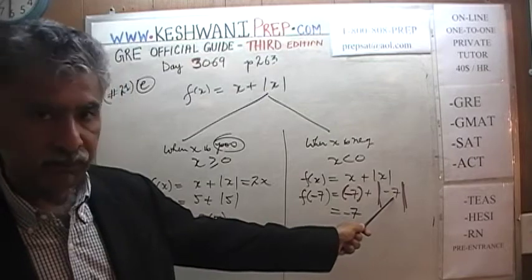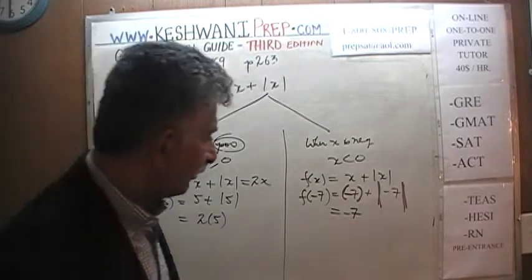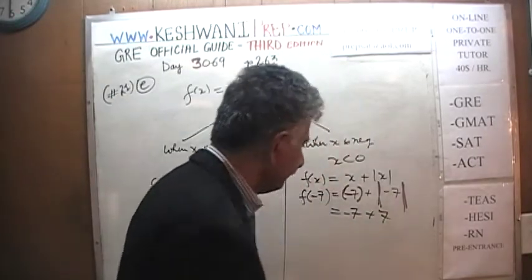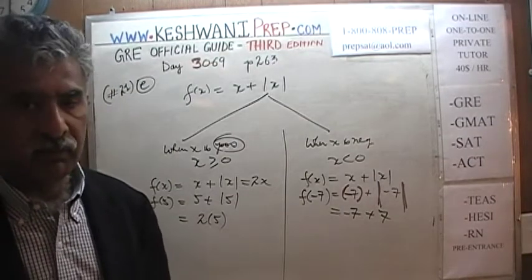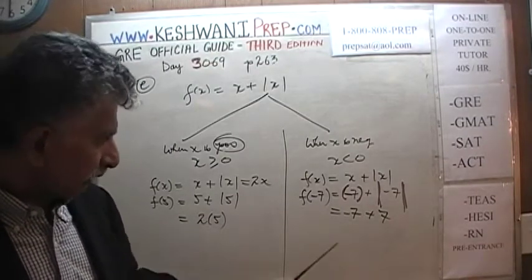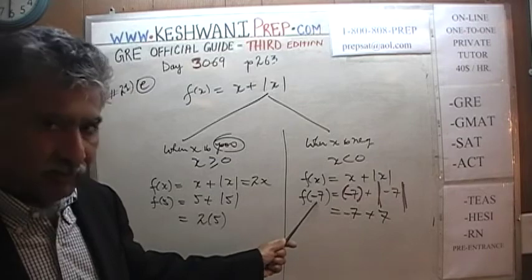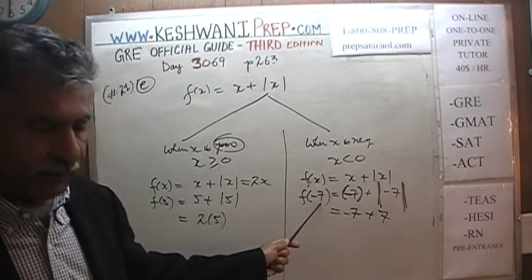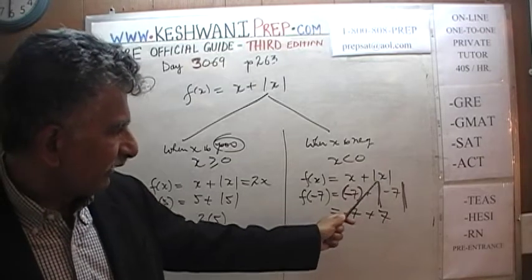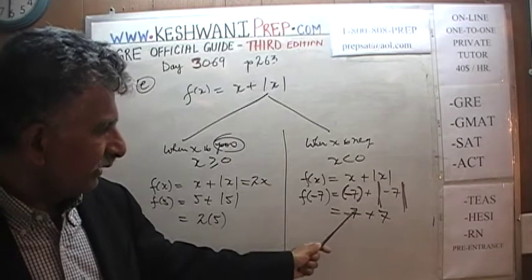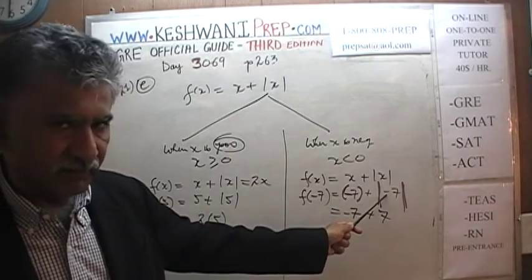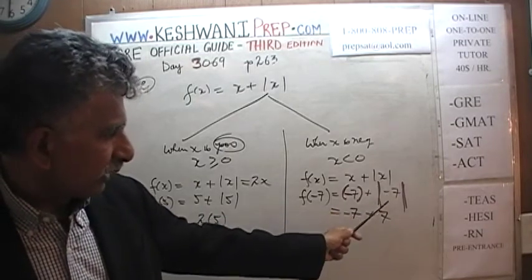But what's the absolute value of negative 7? Well, the absolute value of negative 7 is positive 7, is what I meant to say. One more time, when x happens to be less than 0, let's say x is equal to negative 7, then x plus absolute value of x gives us x is negative 7 right here, and the absolute value of negative 7 is positive 7.